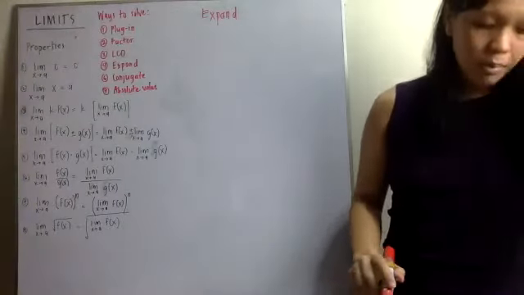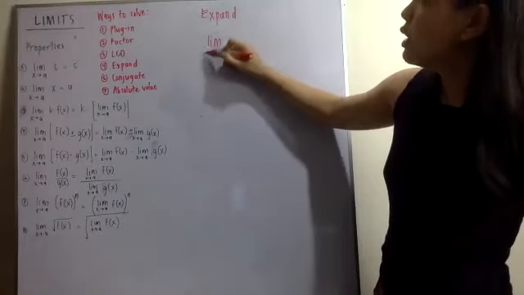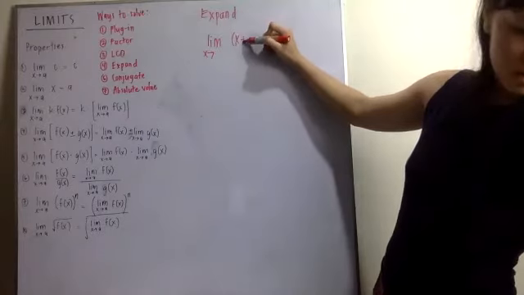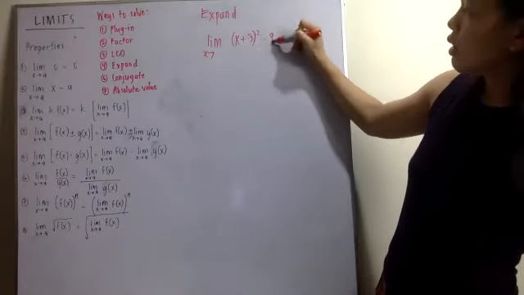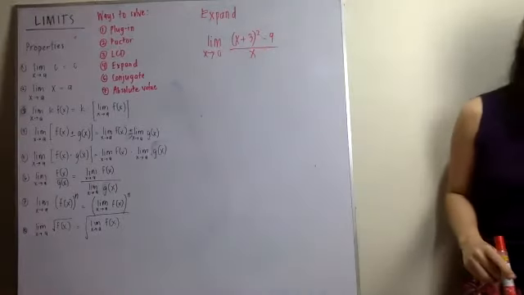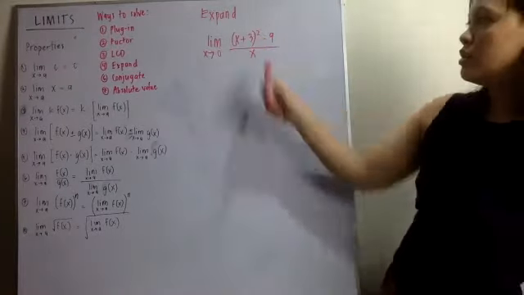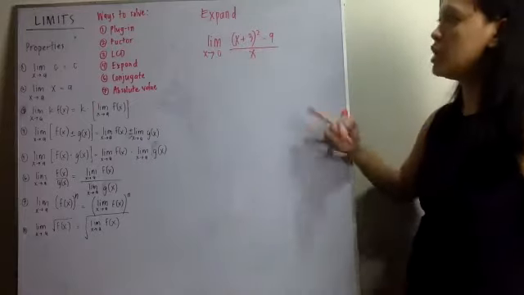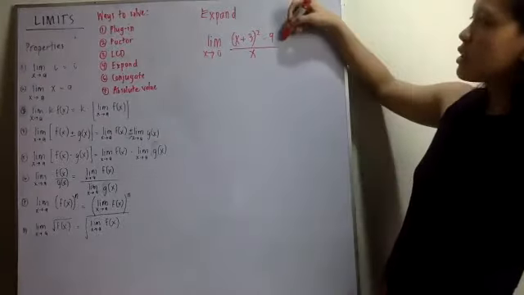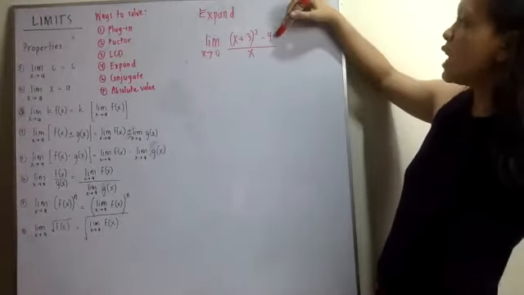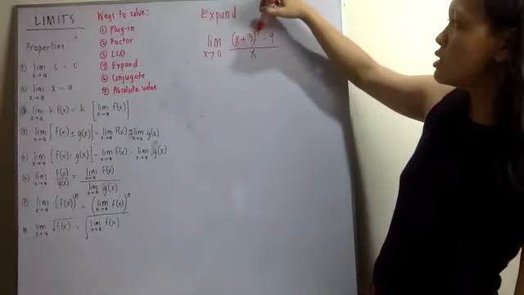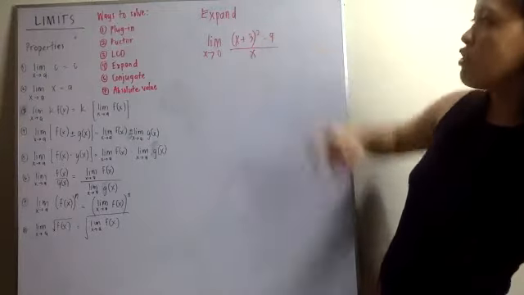Okay? For example, if we have limit as x approaches 0. If you plug in 0, magiging 0 yung denominator. So, hindi pwede mag-work yung first method. Factor. Okay. We can factor this one, di ba? Tama? This is a perfect difference of 2 squares. Okay? Ito squared. So, 9 is a perfect square. That's difference of 2 squares.